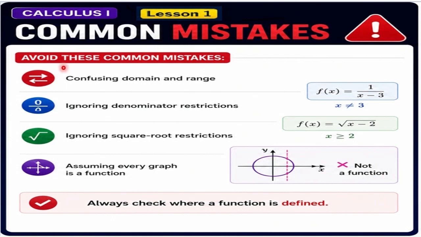Before moving on, let us discuss several common mistakes. Students often confuse the domain with the range. They sometimes forget to exclude values that make a denominator equal to 0. Others overlook restrictions involving square roots. Another common error is assuming that every graph automatically represents a function. Carefully checking this issue will help you avoid many mistakes later in calculus.